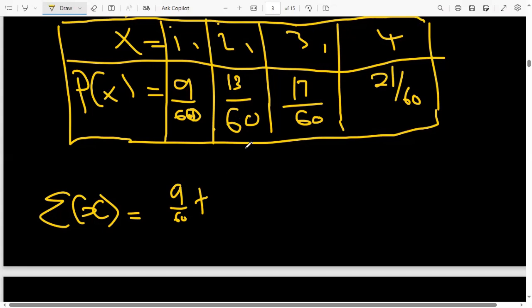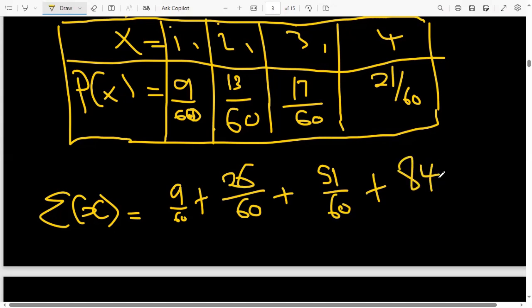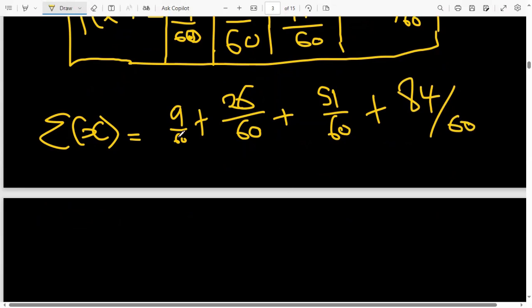So 2 multiplied by 13 over 60 will be 26 over 60. Then plus, we have 3 multiplied by 17 over 60. We are going to have 51 over 60. And then plus, we have 4 multiplied by 21 over 60. So what are we going to get here? We're going to get 84 over 60. So you get your calculator and then you punch these values here. What are you going to get? Okay, let me punch this.